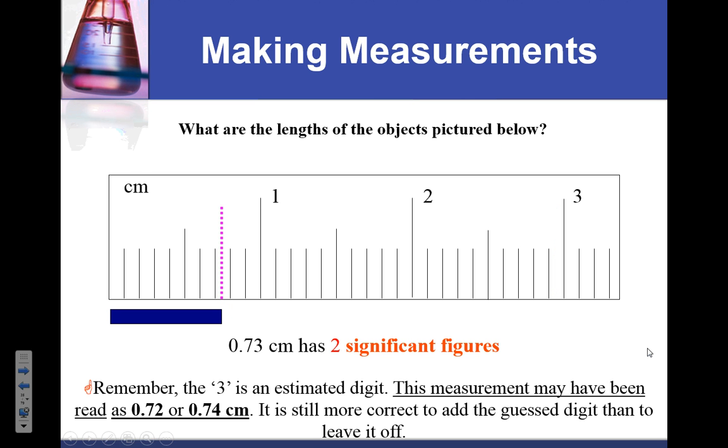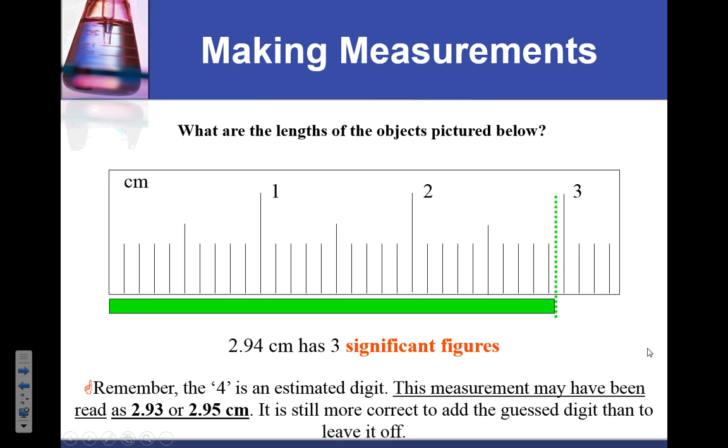And remember, that means the 7 was a certain digit, the 3 was a valid estimated digit, and we would get two significant digits. Somebody might have had 0.72 or 0.73, 0.74, and all of those I would consider valid, good measurements, but they would all have two significant digits.